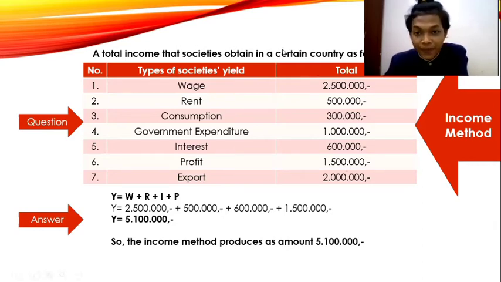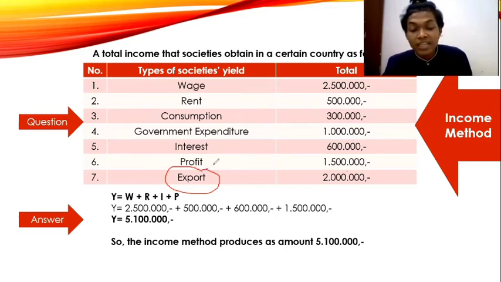So here, these 7 components are not all included in this method. For example, export. Export is excluded because of why? Export is not part of this method. Danny, you got it? Okay. So once more, export is not included in this income method.